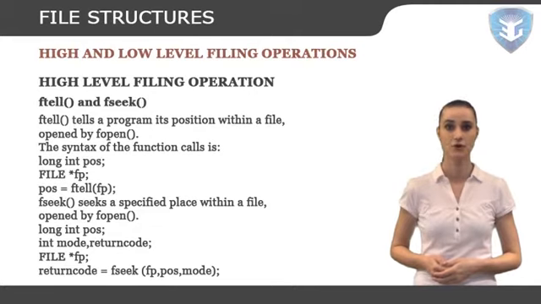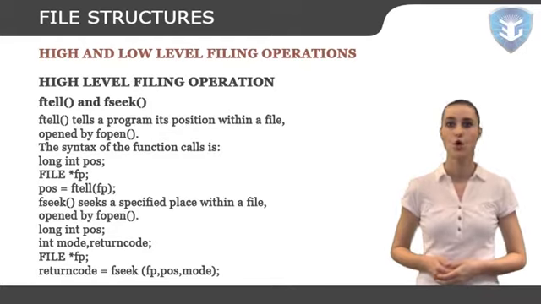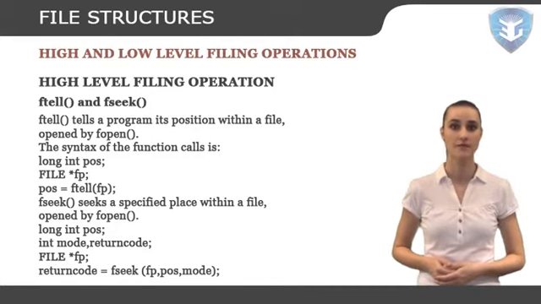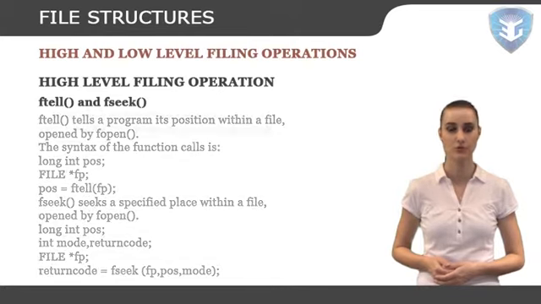ftell and fseek functions. ftell() tells a program its position within a file opened by fopen(). The syntax of ftell() is as shown here. fseek() seeks a specified place within a file opened by fopen(). The syntax of fseek() is shown here. Normally high-level read-write functions perform as much management over positions inside files as the programmer wants, but in the event of there being insufficient, these two routines can be used.